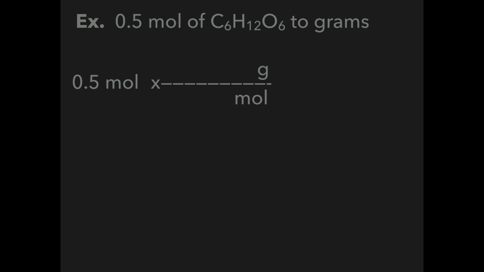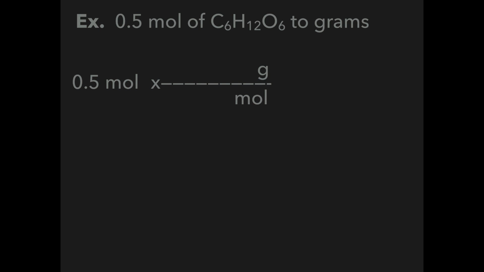For the molar mass, what I need to do is look up the average atomic mass of each of these atoms. Carbon has an average atomic mass of 12.01. I'm going to take that and multiply by 6 because I have 6 carbons. And I'm going to add to that the molar mass of hydrogen, which is 1.008.